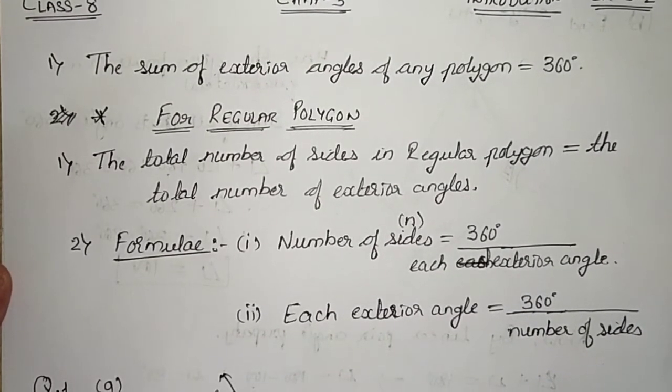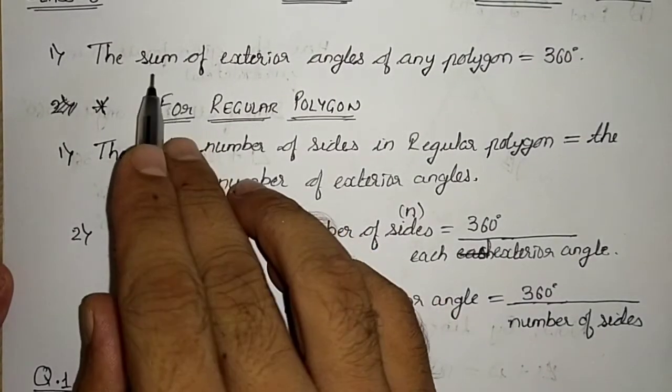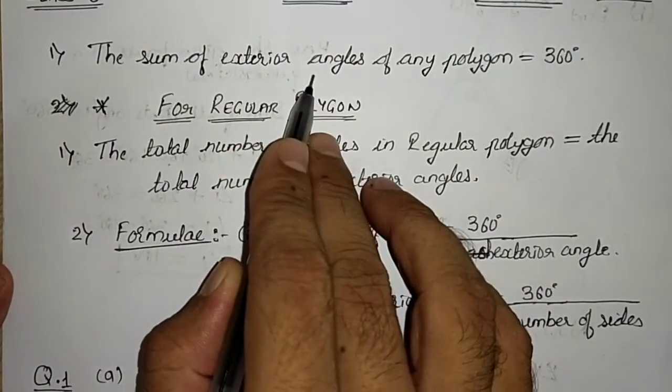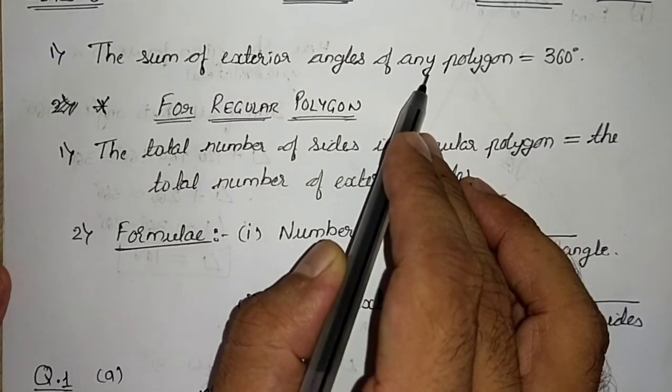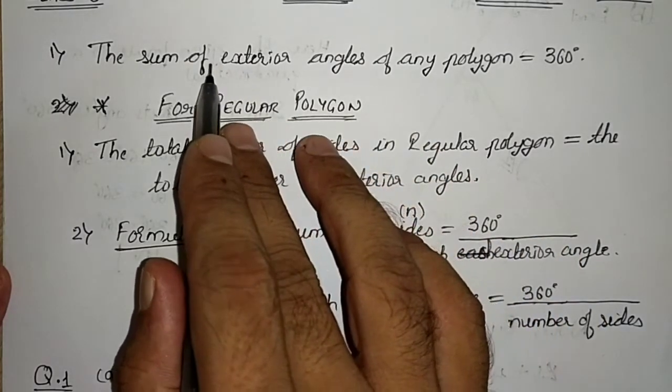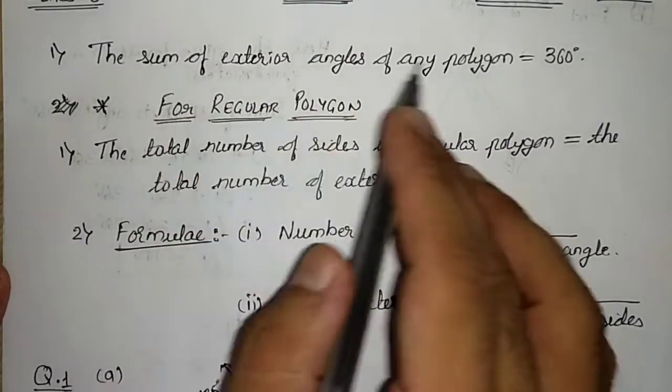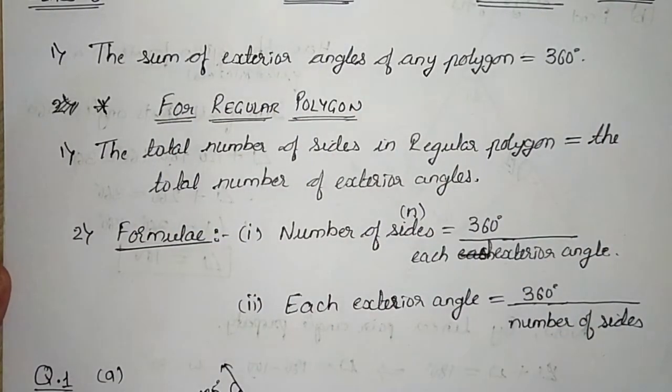First of all, the sum of the exterior angles of any polygon. If it is a polygon, then its exterior angles sum will be 360 degree, whether it is a regular polygon or not a regular polygon.